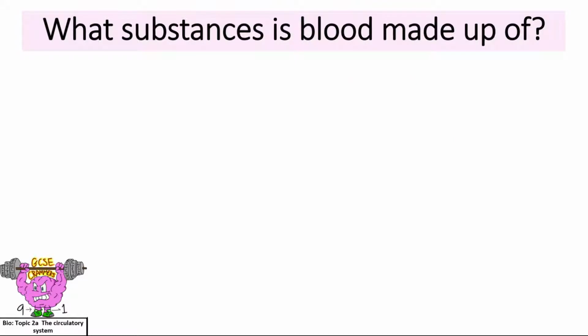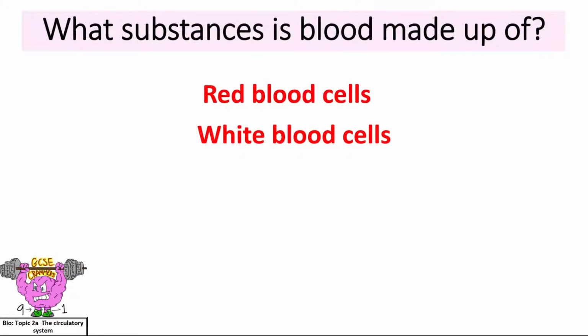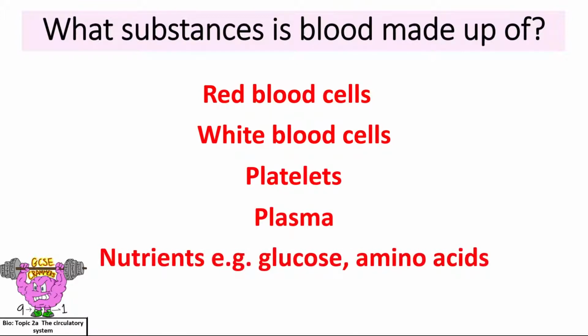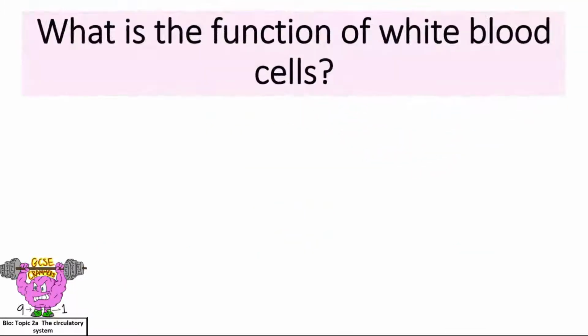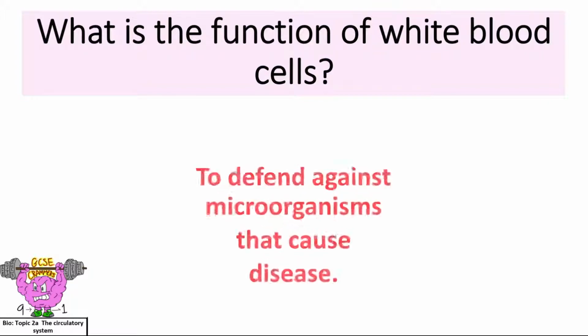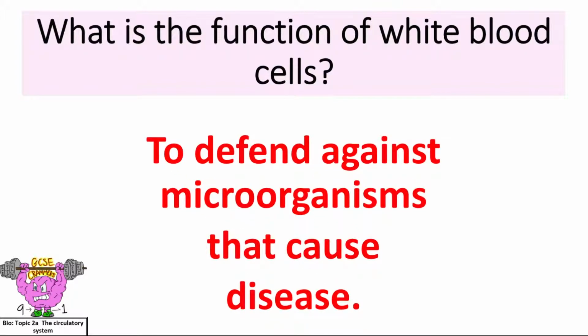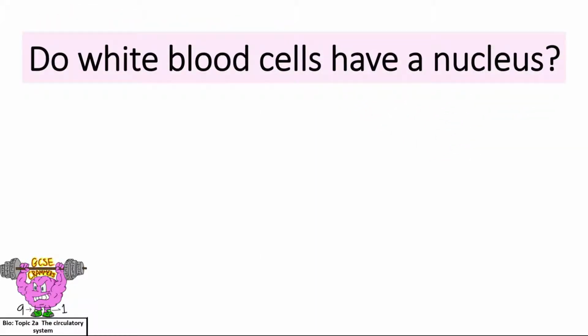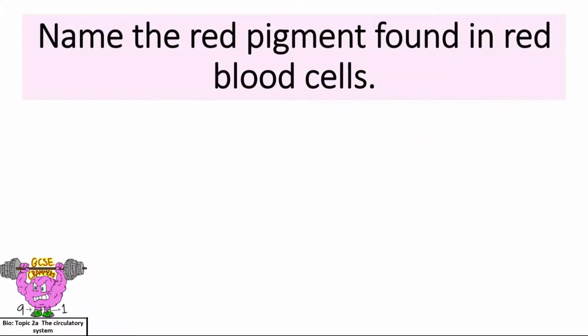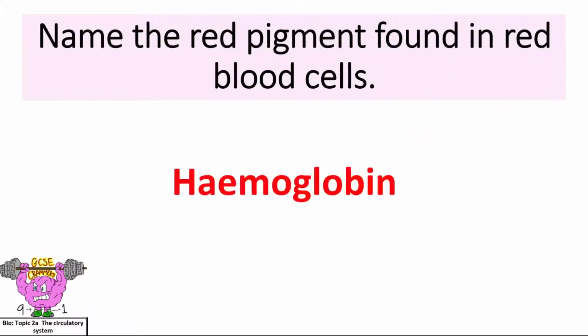The blood. What substances is blood made up of? Red blood cells, white blood cells, platelets, plasma, and nutrients such as glucose and amino acids. What is the function of white blood cells? To defend against microorganisms that cause disease. Do white blood cells have a nucleus? Yes, they do. Name the red pigment found in red blood cells. It is hemoglobin.